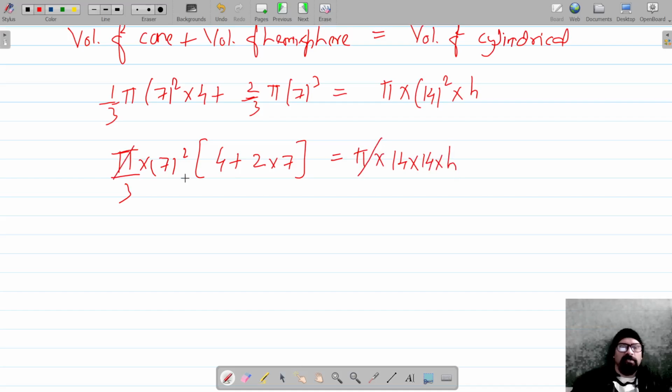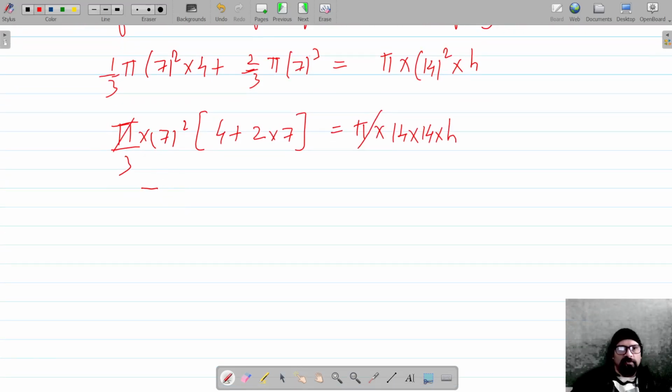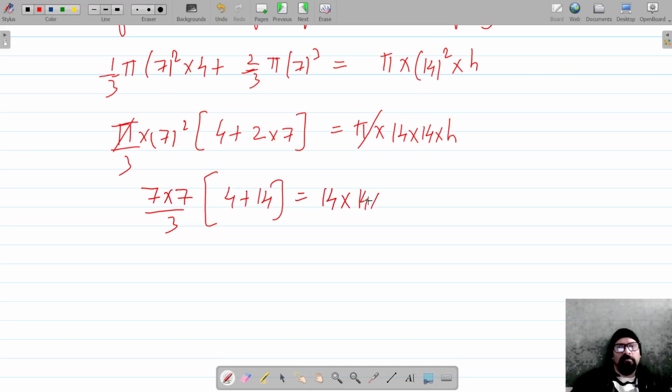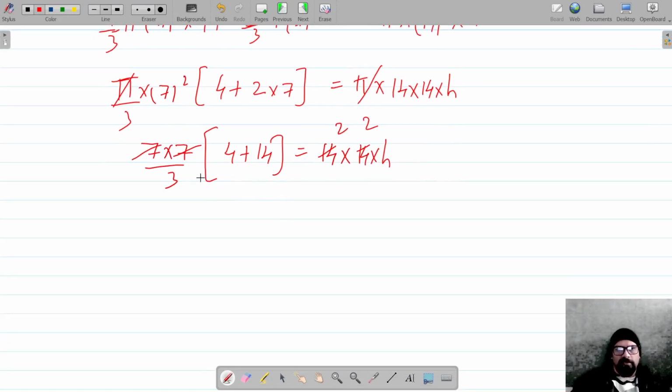Now pi gets cancelled. 7 square is 7 into 7 by 3. 4 plus 14 is equal to 14 into 14 into h. So 7 2s are 14, 7 2s are 14, and this is 18 by 3 is equal to 4h. So h is equal to, this is 12 by 18.